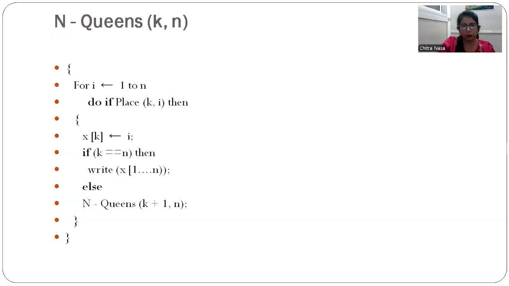And this is the n-queen algorithm. After calling place, it will check whether the queen can be placed in the particular cell or not. Only then will it proceed. I hope the topic is clear to all of you.